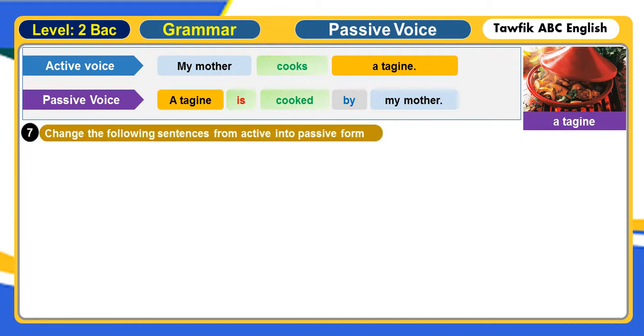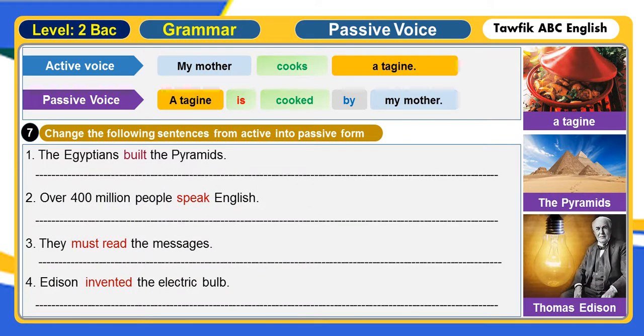Change the following sentences from active into passive form. Okay. The Egyptians built the pyramids. Over 400 million people speak English. They must read the messages. Edison invented the electric bulb. You can make a pause to the video until you do the exercise and then check the correction. يعني يمكن لك دير بوز الفيديو حتى تجاوب على التمرين ومن طبيعة الحال شوف التصحيح.